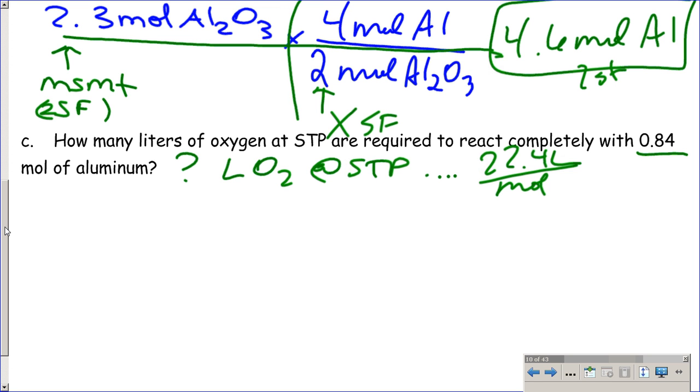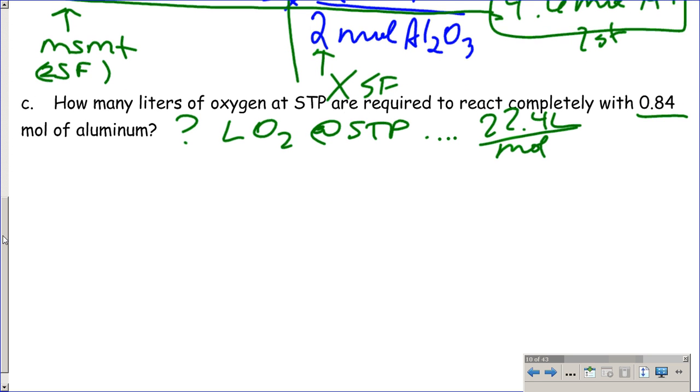What am I starting with? Starting with 0.84, good. Starting with 0.84 moles of aluminum. What do I do now? I'm not wanting aluminum, period. What do I want to get to? What identity? I want to get to oxygen, right? So I can't go directly from moles of aluminum to liters of oxygen. This one's going to be at least a two-step process. So you want to get out of aluminum first into your desired identity, oxygen.